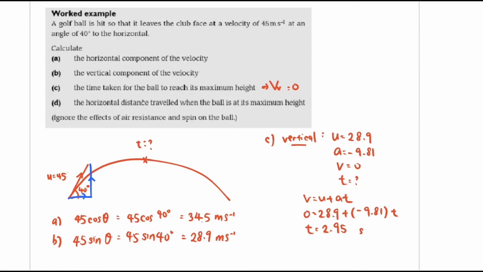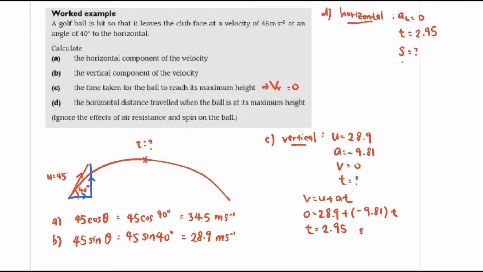Now part D, the horizontal distance traveled when the ball is at its maximum height. Horizontal distance, that means here to here. So we have to look at the horizontal information that we have. Horizontal means there is no acceleration. The time is this time also. The moment when the ball reached the maximum height is the moment it reached this point horizontally. So 2.95.